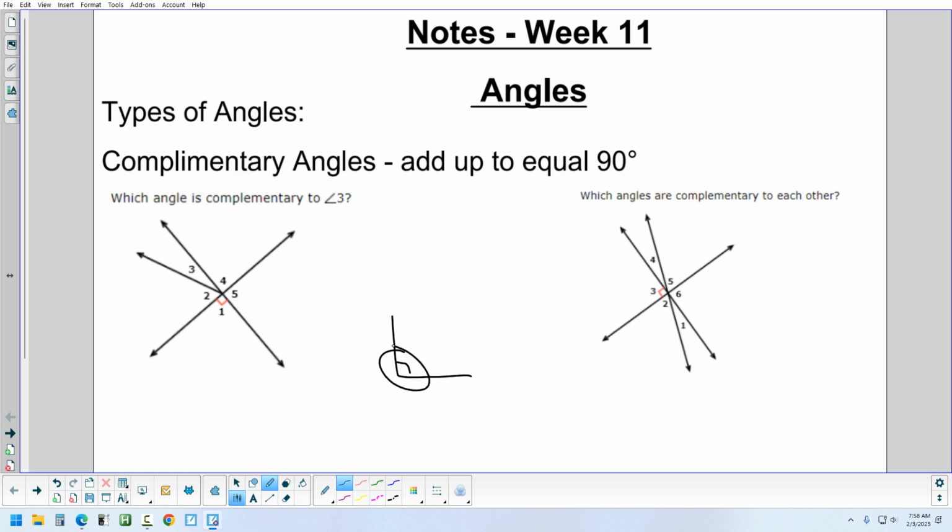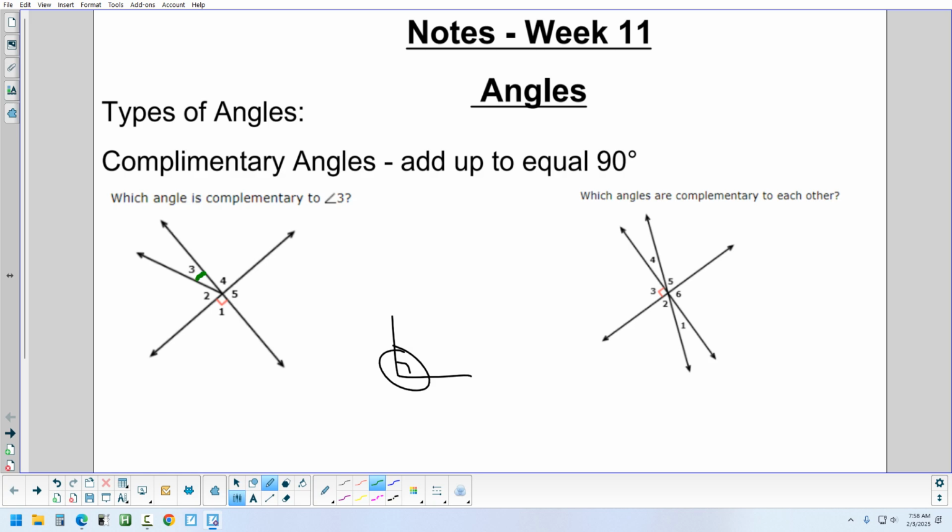All right, so looking at the first picture, which angle is complementary to angle 3? Well, first of all, what angle have they labeled in that picture as 90 degrees? 1, 2, 3, 4, or 5? Yeah, 1. They've labeled angle 1 as 90 degrees. That's not the answer to the question, but I just want to make sure we know what that symbol means. All right, so now we're going to look at angle 3.